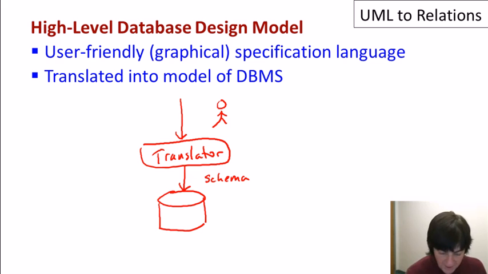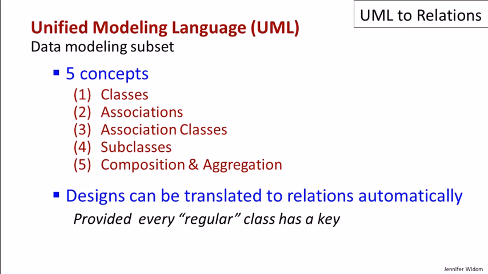So in our case, we're looking at high-level design in the UML data modeling subset, which is then translated to relations and installed in a relational database system. It's this translation process that's the topic of this video. In the data modeling subset of UML, we have 5 concepts that we learned in the previous video, and we'll see now that designs using these concepts can be translated to relations automatically with one provision, which is that every regular class has a key, and we'll see what we mean by a regular class in a moment.